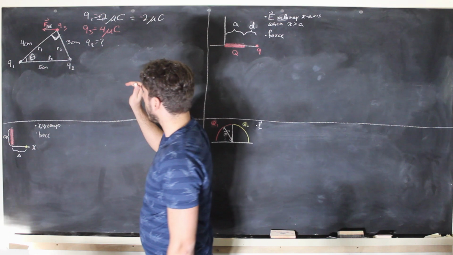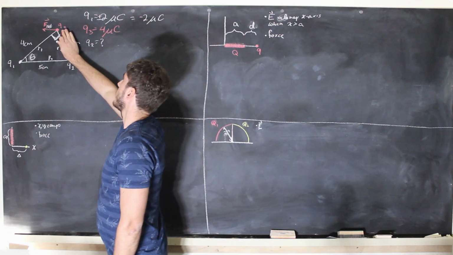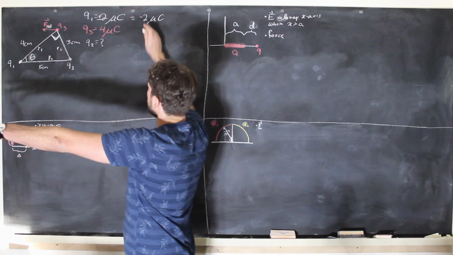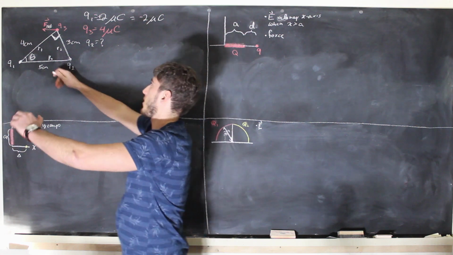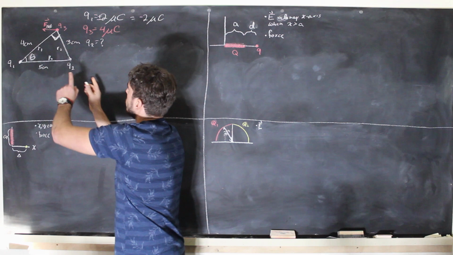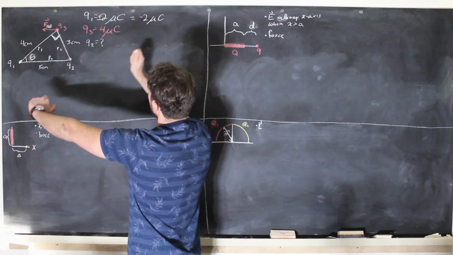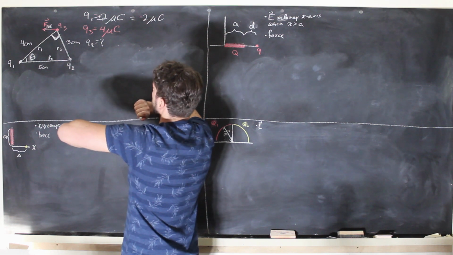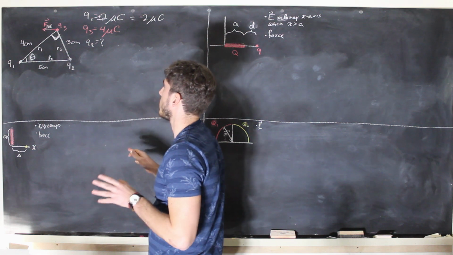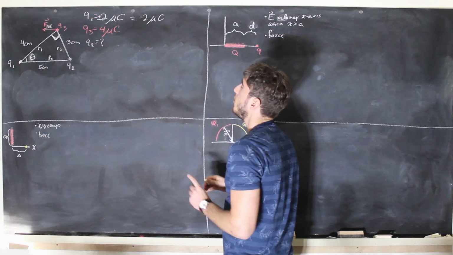Now Q2, we want it to push Q3 to the left, and if Q1 is negative, then it's going to be pulling it to the left and down. So we want Q2 to push Q3 up and to the left, which means Q2 is going to be a positive charge. Now we figured out the signs. Let's actually start solving for the magnitude of Q2.